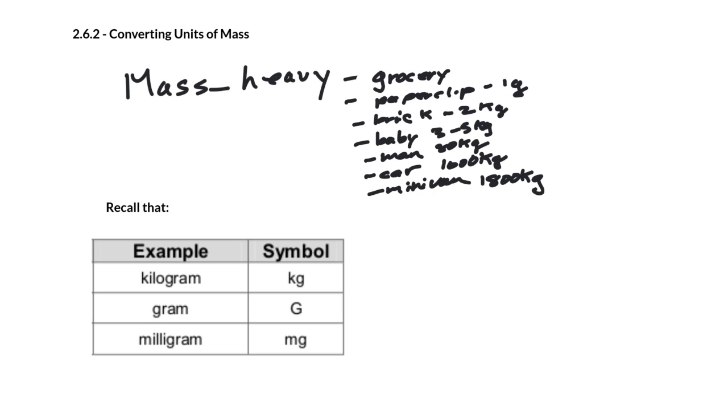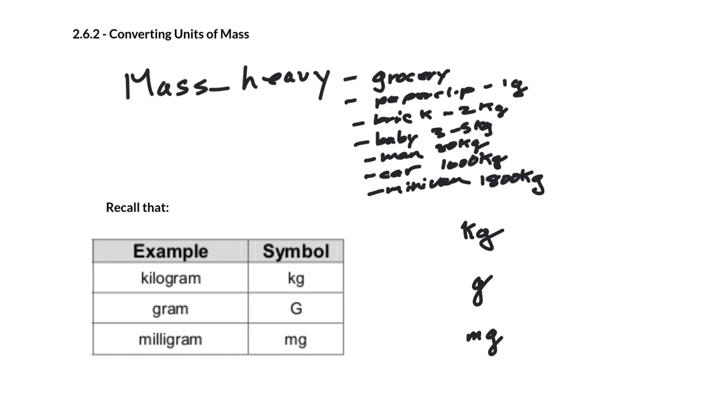So from last day, we recalled that we had a kilogram, a gram, and a milligram. Now let's go over how we calculate. The biggest thing that we have here is the kilogram, right? Then we have a gram that ties it all together, and then we have the milligram.